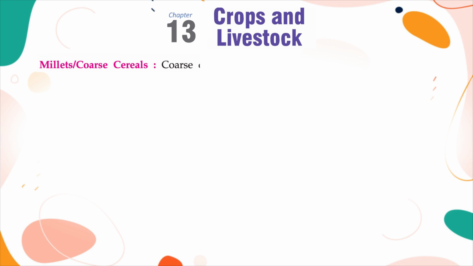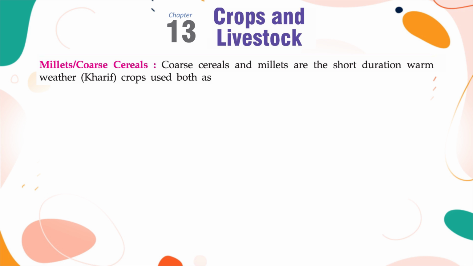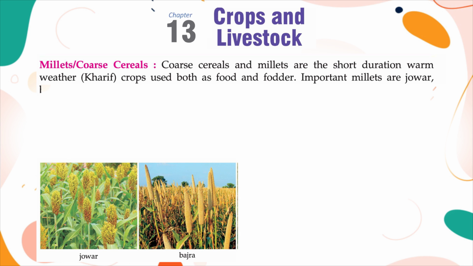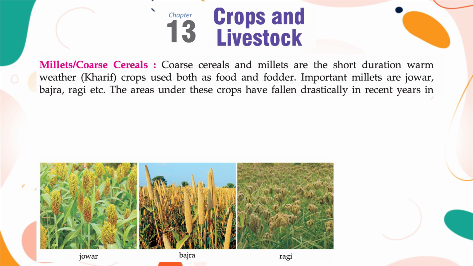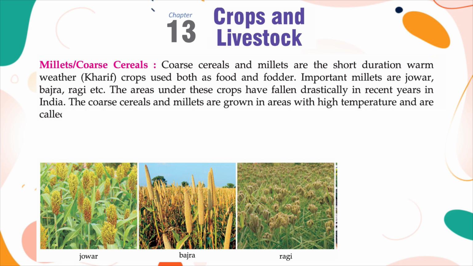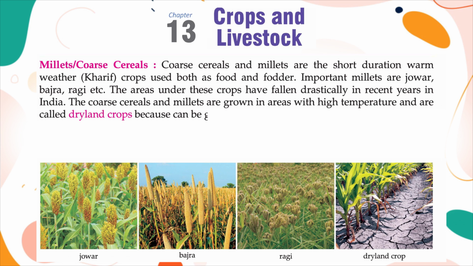Millets or coarse cereals. Coarse cereals and millets are the short-duration, warm-weather Kharif crops used both as food and fodder. Important millets are jowar, bajra, ragi, etc. The areas under these crops have fallen drastically in recent years in India. The coarse cereals and millets are grown in areas with high temperature and are called dryland crops because they can be grown in areas with 50 to 100 cm rainfall.